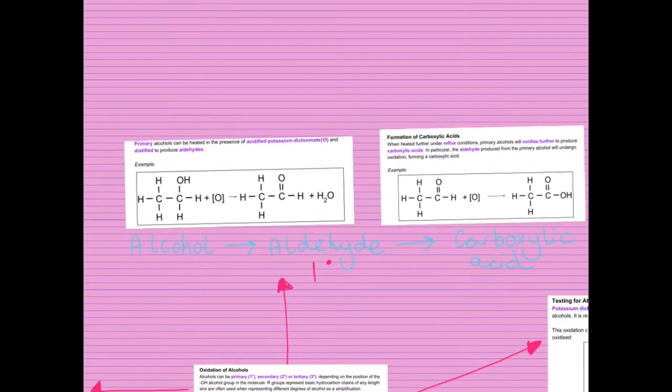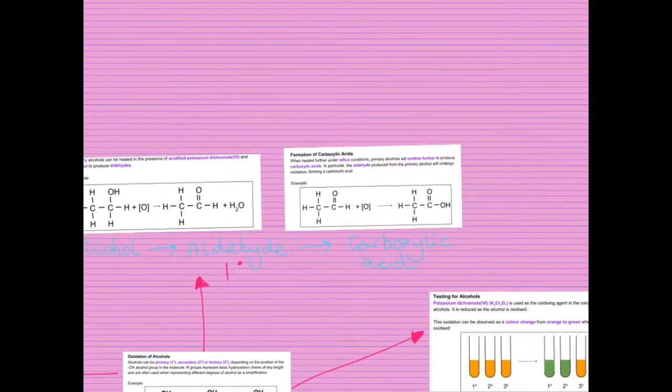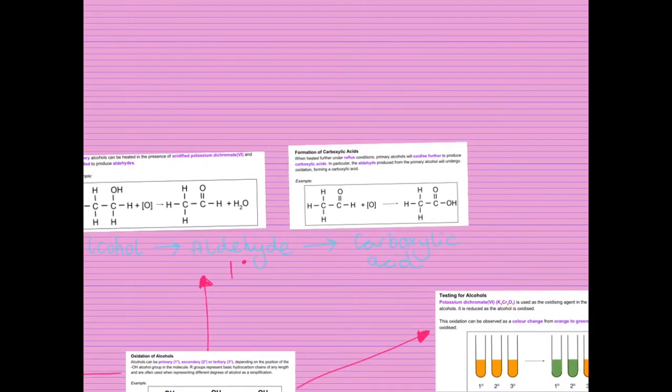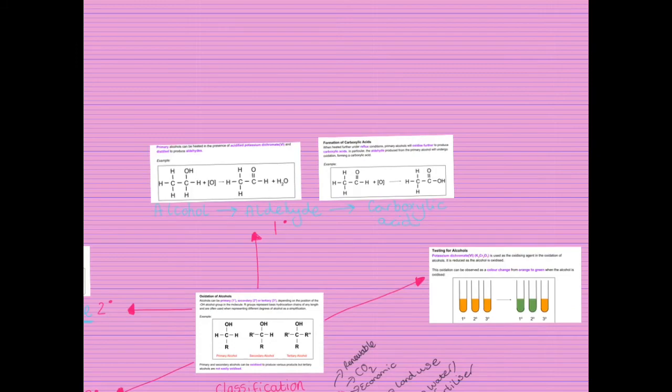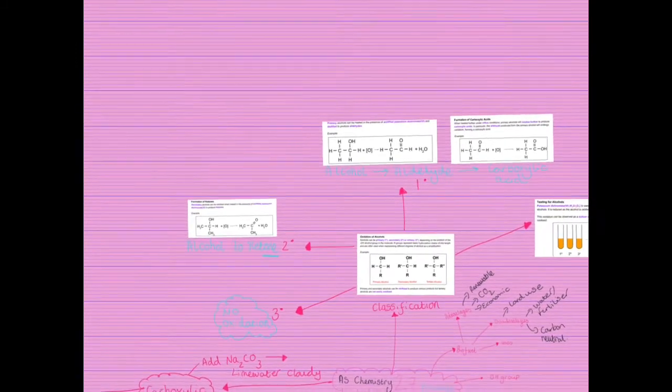So if you are a primary alcohol, then you can be oxidized with acidified potassium dichromate, and if it's distilled, it will produce aldehydes. You can then move on further from an alcohol, if you reflux it, using the same oxidizing agent, you can make a carboxylic acid. So alcohols can go alcohols, aldehydes, carboxylic acids.